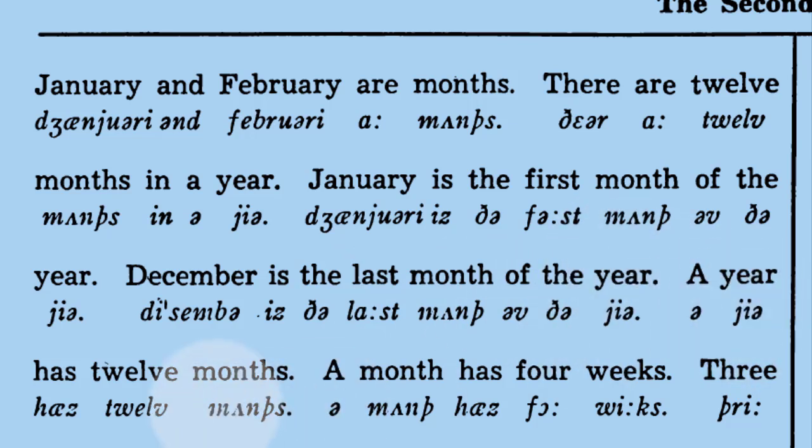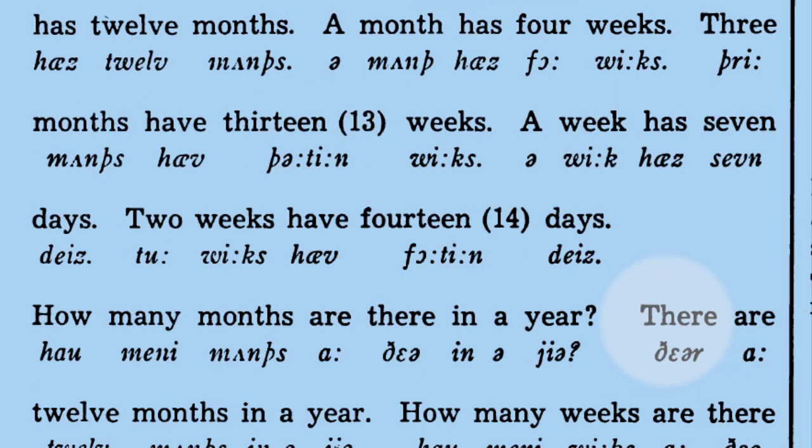A year has 12 months. A month has 4 weeks. 3 months have 13 weeks. A week has 7 days. 2 weeks have 14 days.